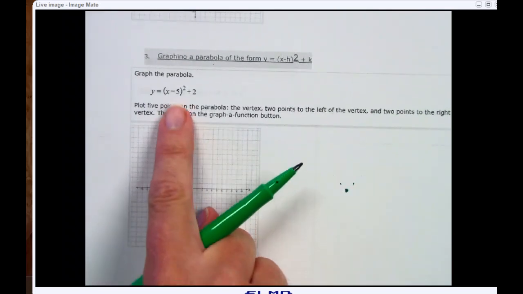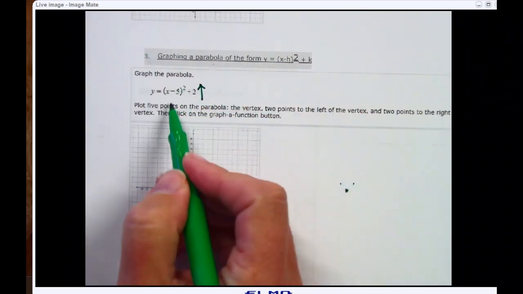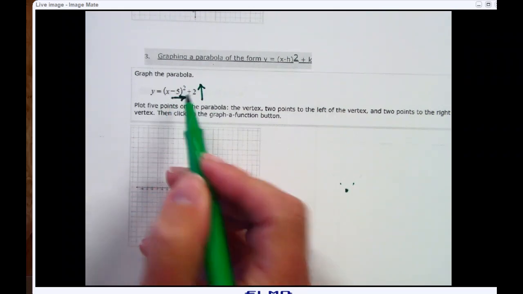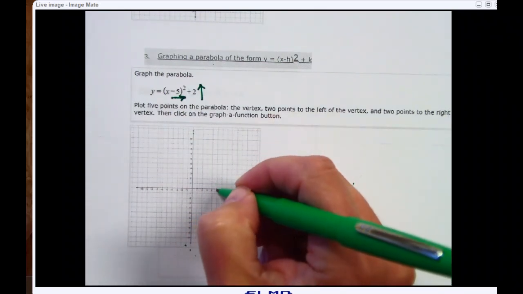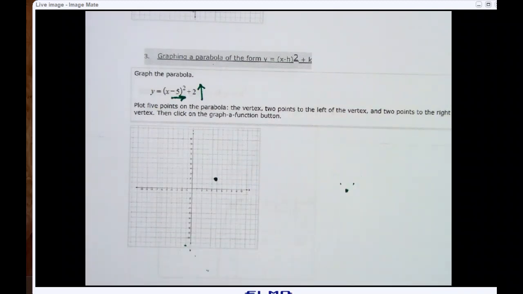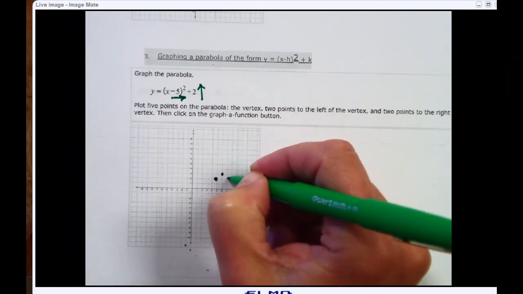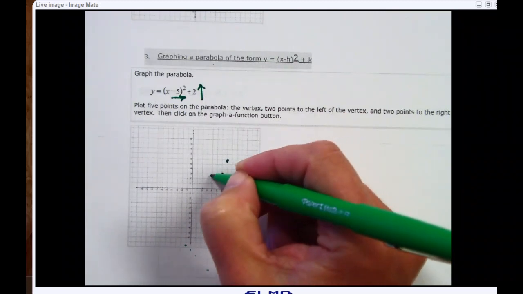Okay, same parent function, yes? This one is going up 2, and how about this guy in here? Right 5. So I can just take my vertex and I'm going to move it right 5 and up 2. There's no stretch or compress. So 1 squared is 1, 2 squared is 4. Reflect it on the other side.